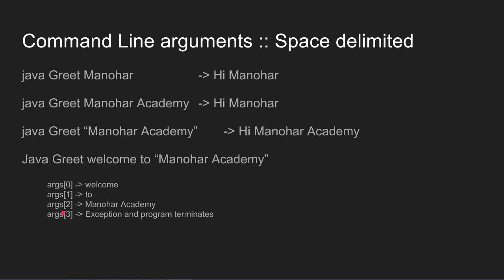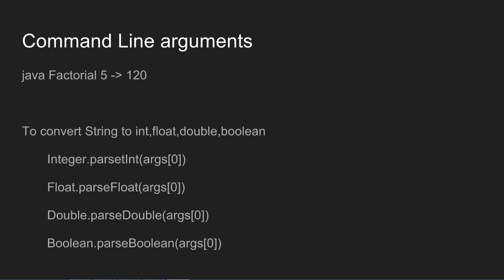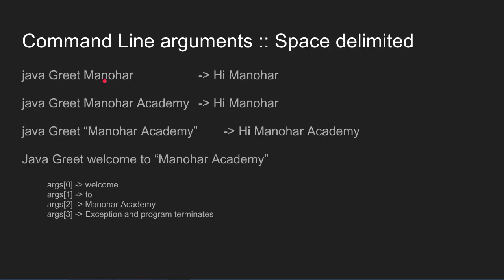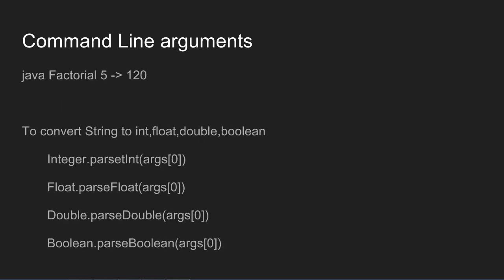Inside the main method, if we try to access args3 in this case, we are going to get an array index out of bounds exception, and the program is going to terminate. Now one more thing is, whatever parameters we pass on the command line, they all will be passed as strings. Obviously, the main method is taking only one input argument, and that is an array of strings.